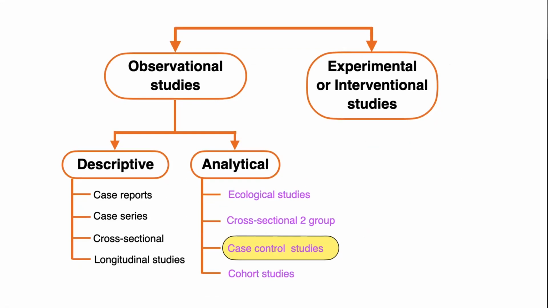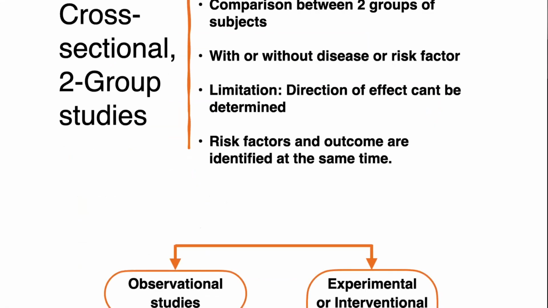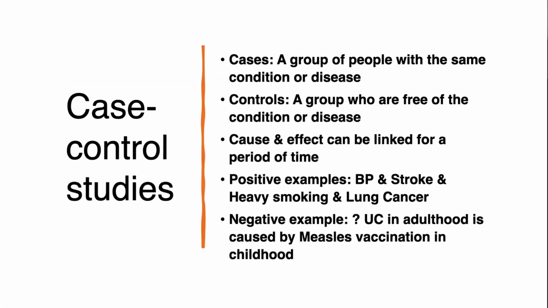And the next analytical type of studies are case control studies, where you can predict the direction. But unfortunately, it involves cases and controls. Cases are defined as a group of people with the same condition or disease, and controls are the group of subjects disease-free or absence of the disease. Here you can link a cause and effect, and you can predict the direction over a period of time. The best example is hypertension and stroke, heavy smoking and lung cancer.